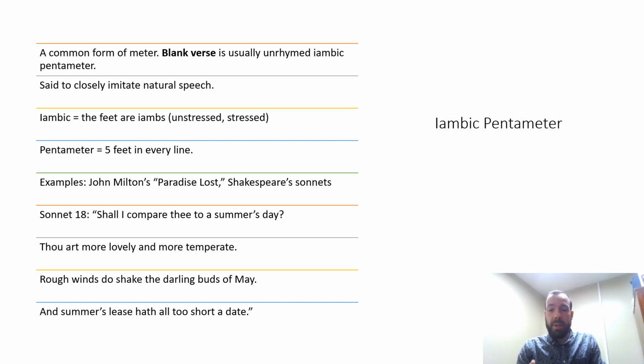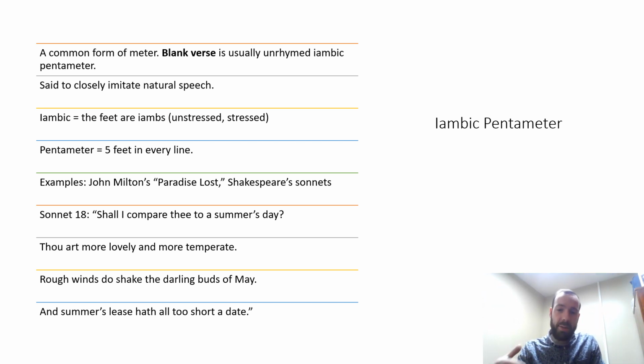Shall I compare thee to a summer's day? Da da da da da da da da da da. You can hear those 2 syllable feet, right? Every second syllable is emphasized. There's 5 feet, 10 syllables. 1, 2, 3, 4, 5, 6, 7, 8, 9, 10.